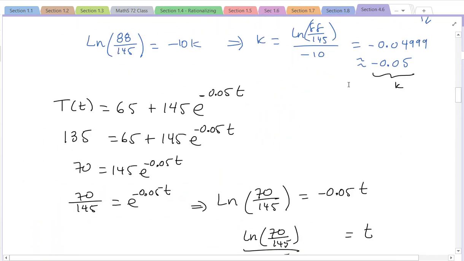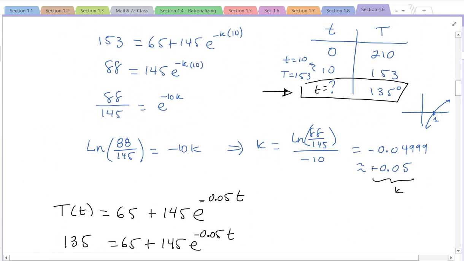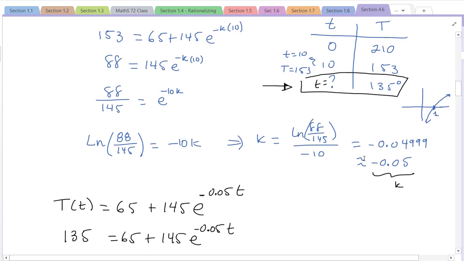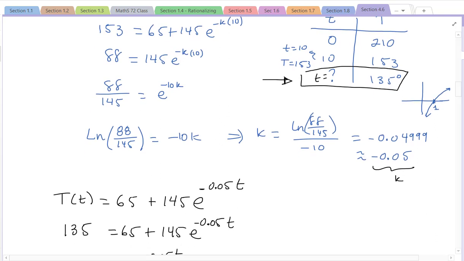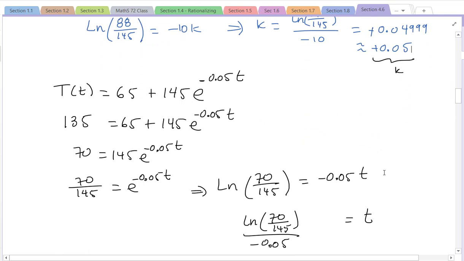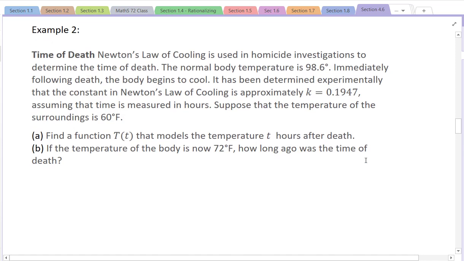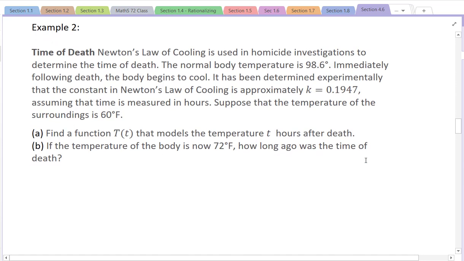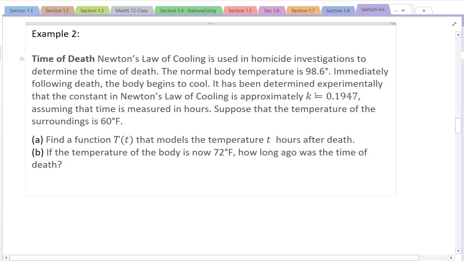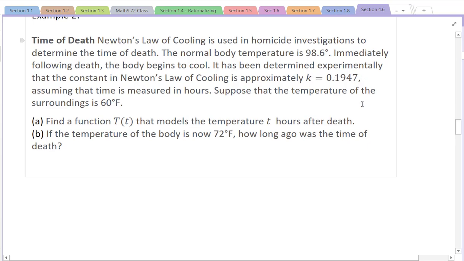So for this bowl of soup, we found our constant K to be 0.05. Whoops, that should have been positive. K is positive, we divided by a negative 10, and it's when you put it in the formula that it has the negative. Okay, glad I went back to that. So we found K to be 0.05 for that particular bowl of soup. If you take many bowls of soup, you might find that K is approximately the same. That's what has been done here. After observing lots of human bodies, we determined that the constant K is 0.1947.